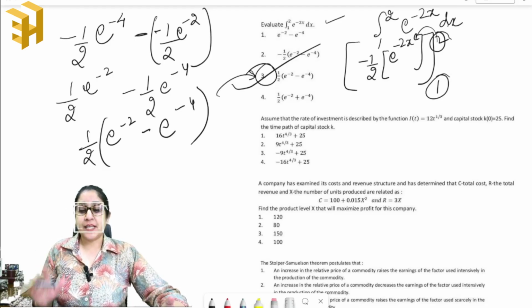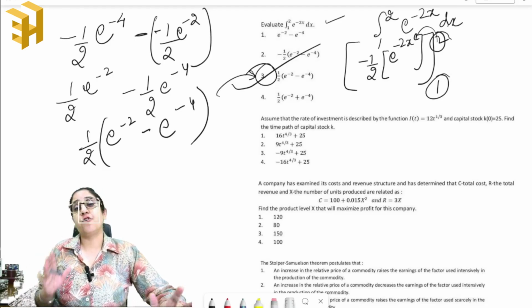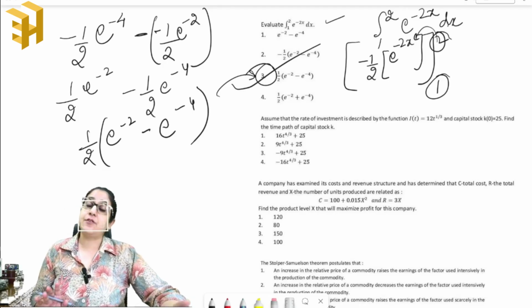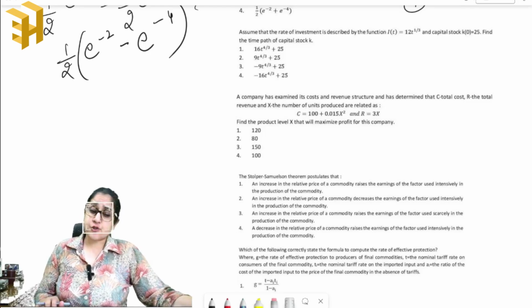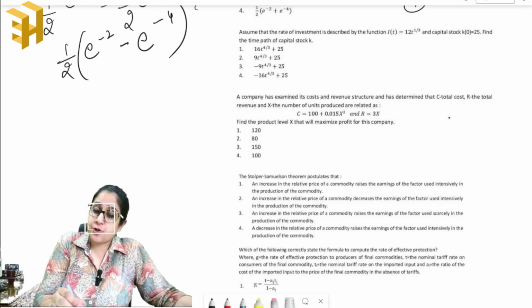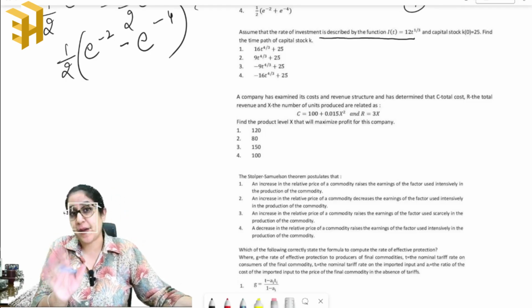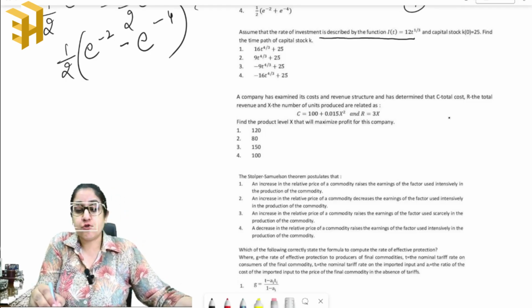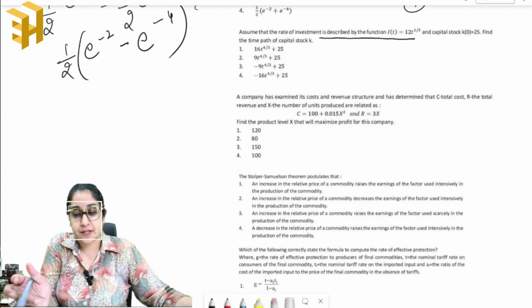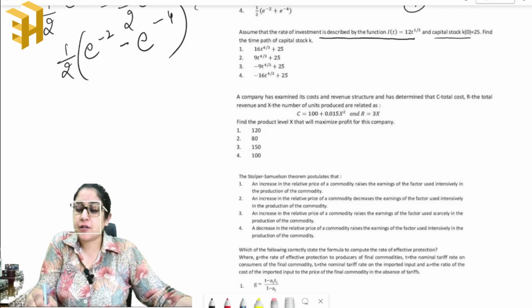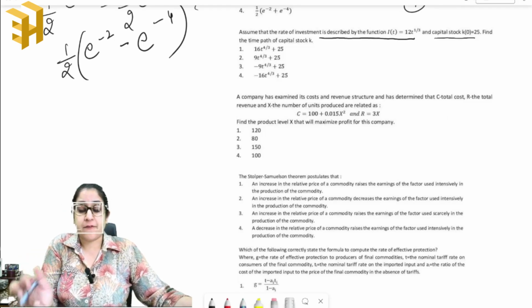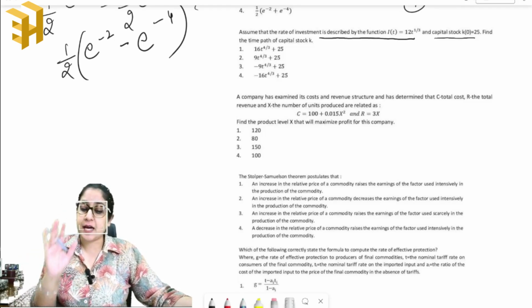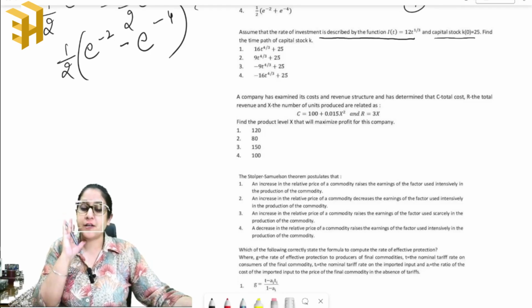Okay, so please be very careful with your integration formula and rules. Okay, very important. Next question. Assume that the rate of investment is described by the function I with respect to time is equal to 12t raised to power 1 by 3 with capital stock k at the time of t0 is equal to 25. So we have to find the time part of capital stock k.